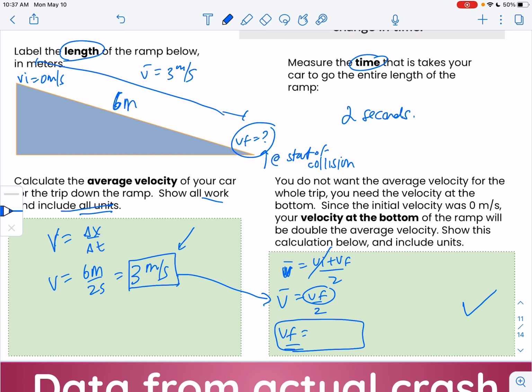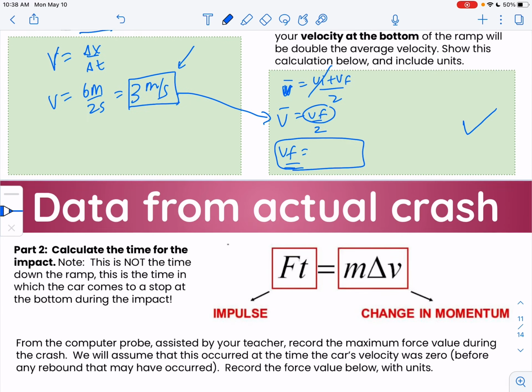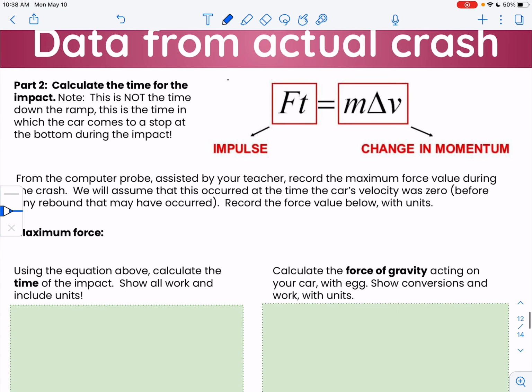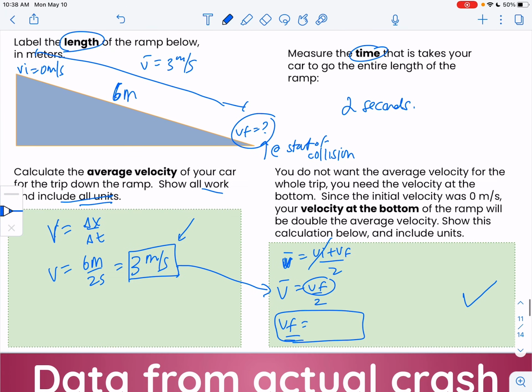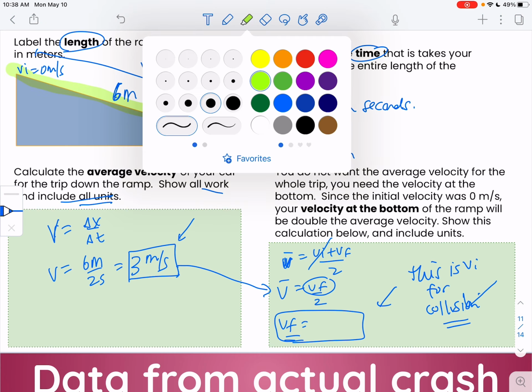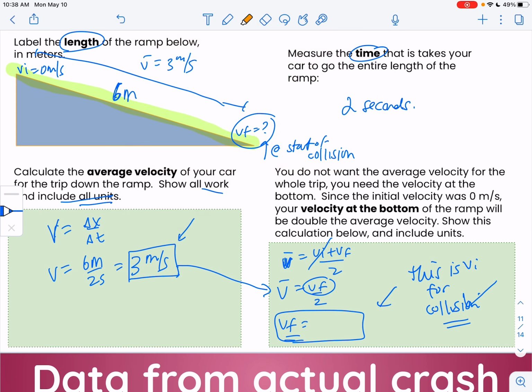Once you get that final velocity, that actually becomes the initial velocity for the collision. So this is VI for the collision, because it's in 2 parts. The first part of the experiment is as it goes down the ramp, and the second part of the experiment is what happens during the collision. So this VF here turns into the VI for the collision.